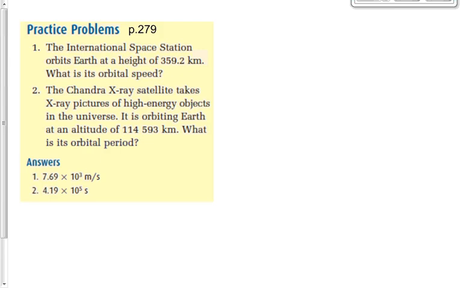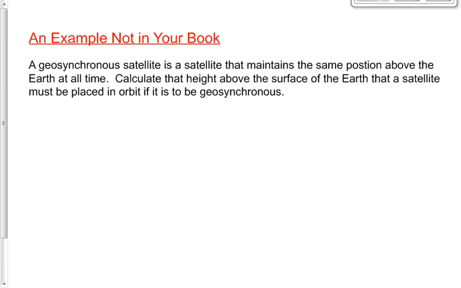Okay, try these ones. All right, let's take a look at one more example here. This is called a geosynchronous satellite. Geo means what? Geo means Earth. Synchronous means it's synchronized with Earth. A geosynchronous satellite means that it maintains its same position above the Earth at all times. This is important for some satellites, not for all of them. If you got a spy satellite, then you don't want it necessarily to maintain the same position above the Earth. You want it to move around.